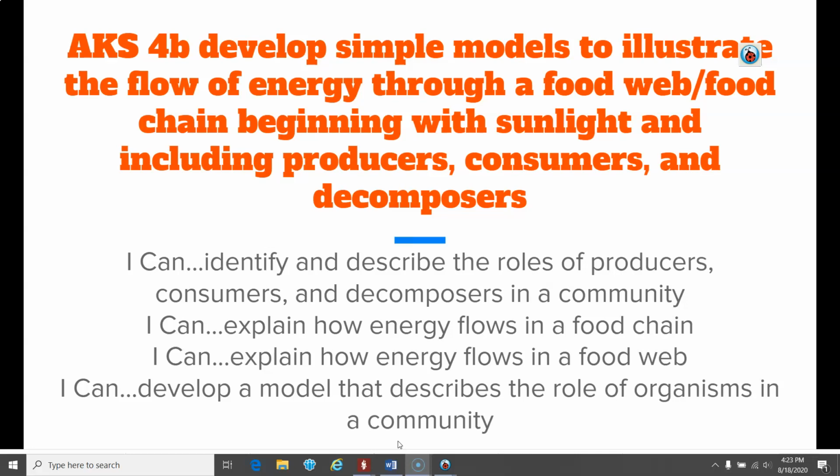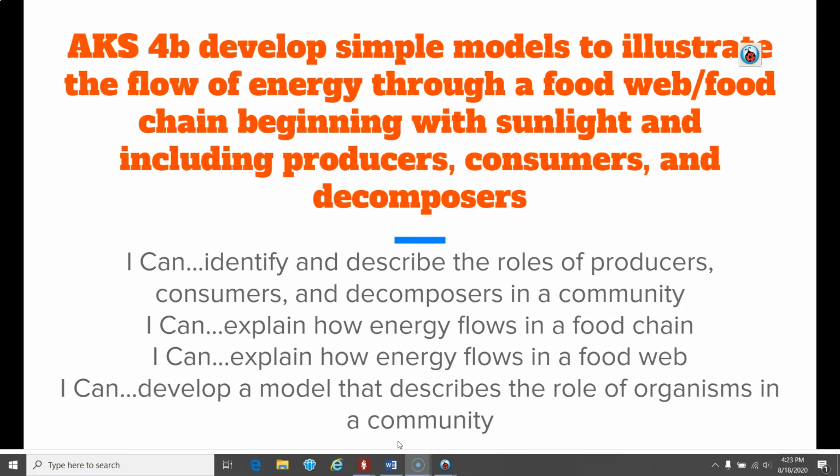Okay, so that's the same thing we did last week with producers, consumers, and decomposers. And I notice I see those words again this week, producers, consumers, and decomposers. So we've already worked on that a little bit, so that is great. So we're going to be illustrating the flow of energy through a food web or a food chain, beginning with sunlight and including producers, consumers, and decomposers. So we are going to work towards this week, okay?